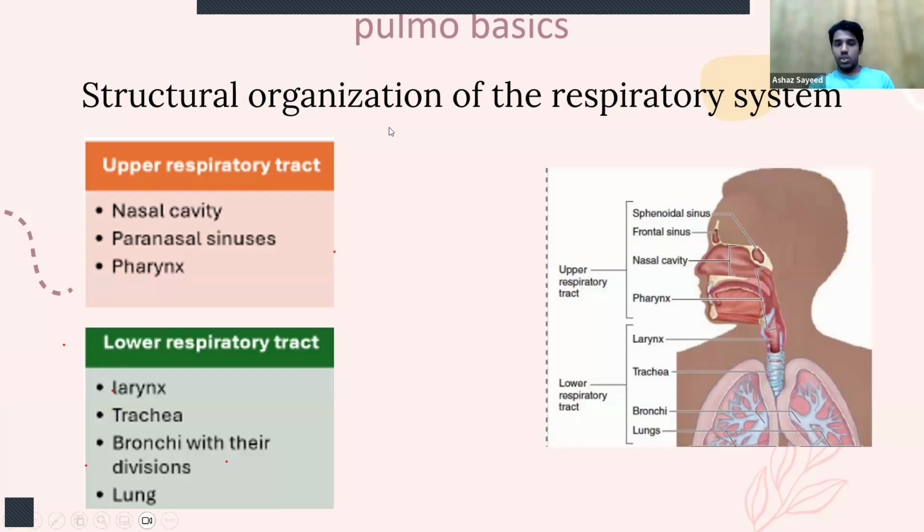Now we have two bases of organization of the respiratory system. One is the upper respiratory tract, and the other is the lower respiratory tract. The upper respiratory tract structurally has the nasal cavity, the paranasal sinuses, and the pharynx. The lower respiratory tract has the larynx, the trachea, bronchi, the divisions, and the lung. Now, this organization is based on their embryological origins, and we really don't have to know all that. That's the structural organization.